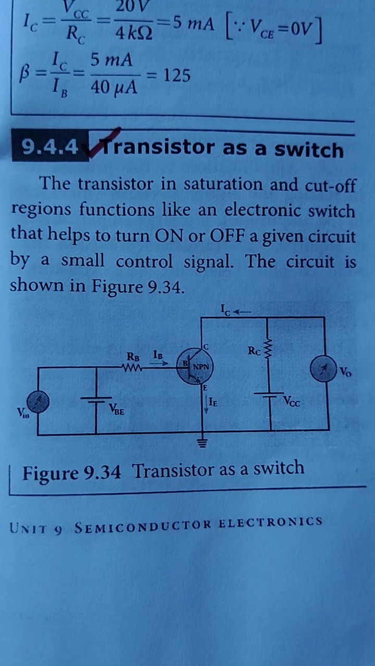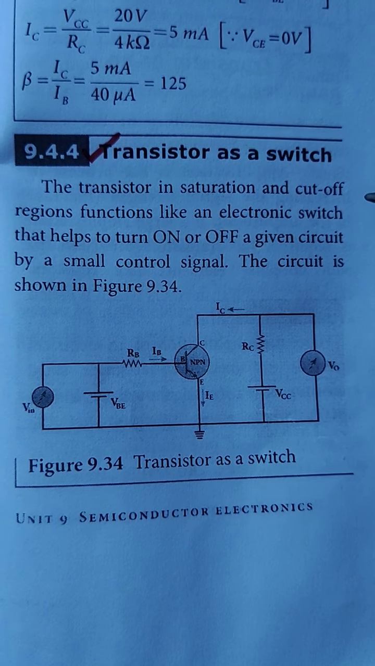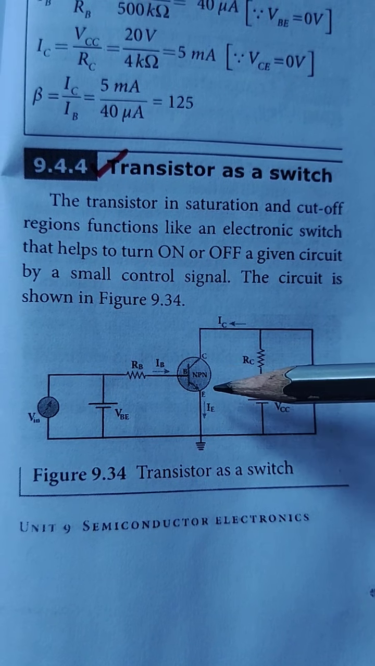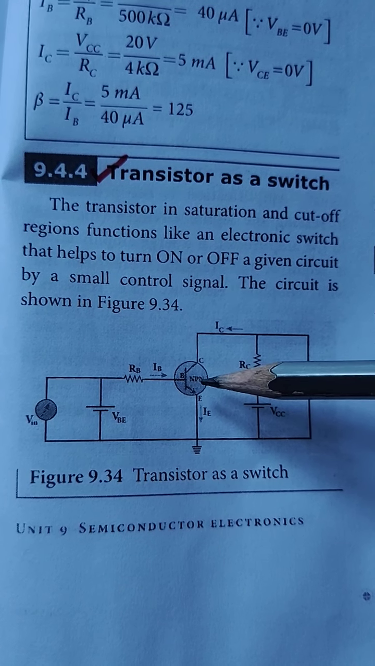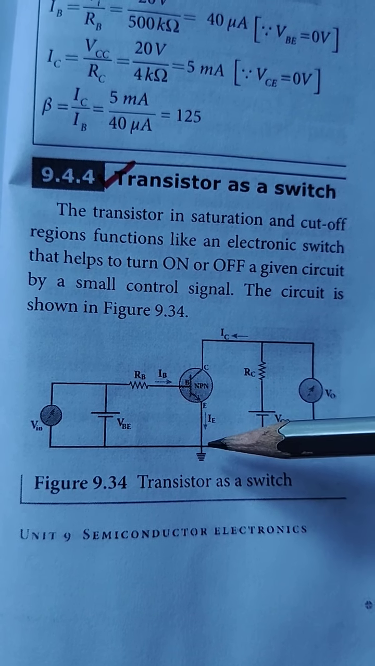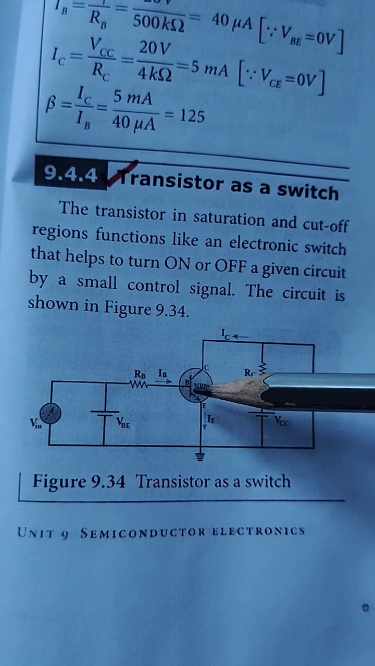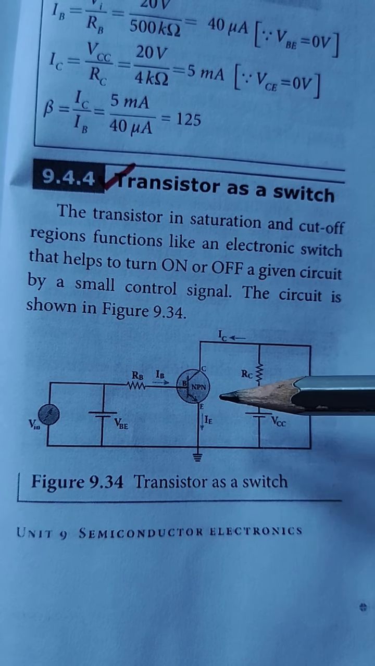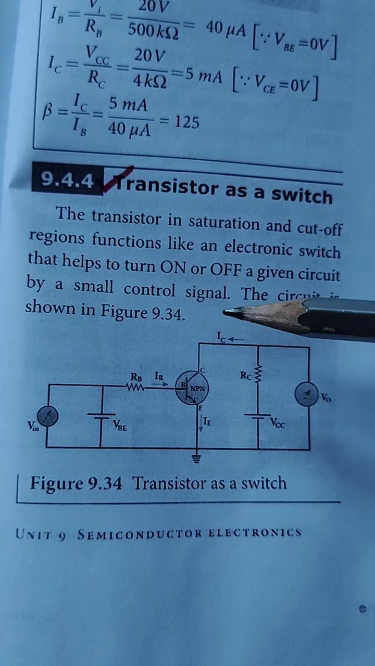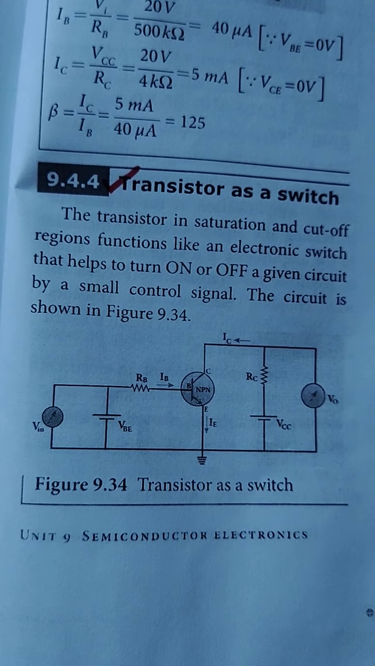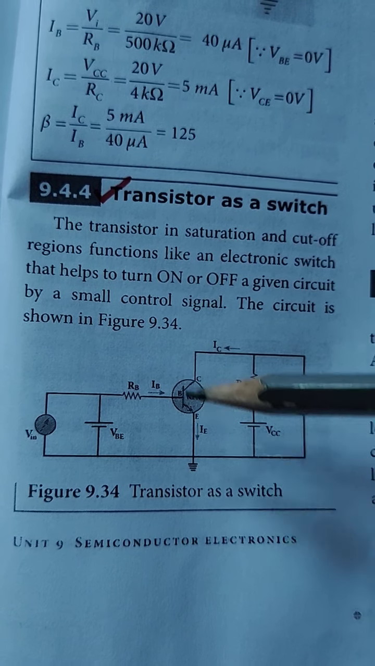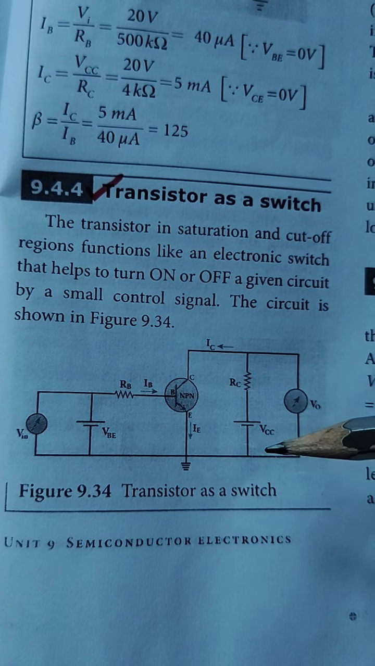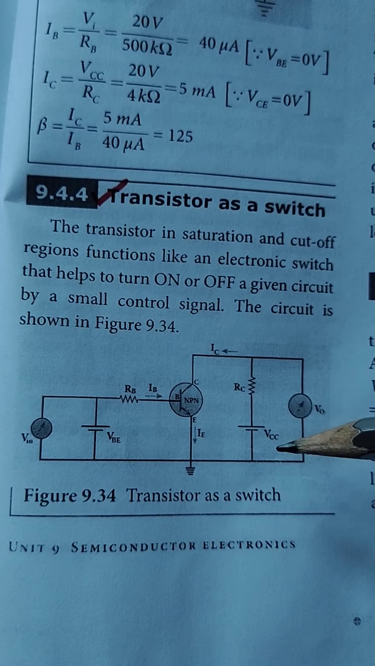The next topic: transistor as a switch. This is an NPN transistor, where the emitter is in the direction of ground, the collector in the upward direction, and the base here. The transistor in the saturation and cutoff regions acts like an electronic switch, helping to turn on or off given the control signal. The circuit shows, first of all, the presence of a DC source at the input, the saturation region.